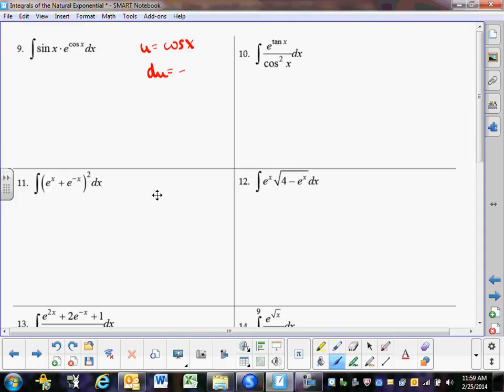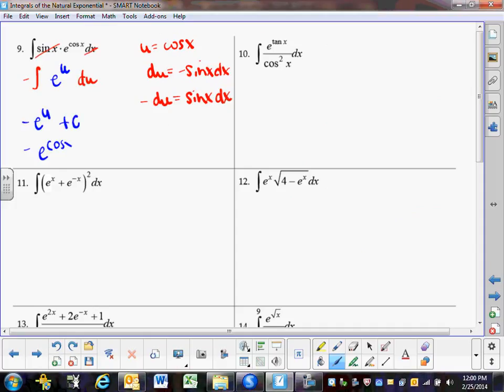Okay, so for the next one, our u is going to be cosine of x. So du is negative sine of x dx. So negative du is what we'll substitute in for sine of x dx. So this part becomes negative du, and then we still have e to the u. So the antiderivative is negative e to the u plus c, or negative e to the cosine of x plus c.